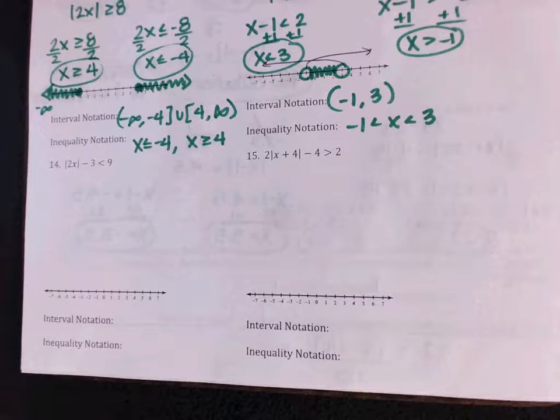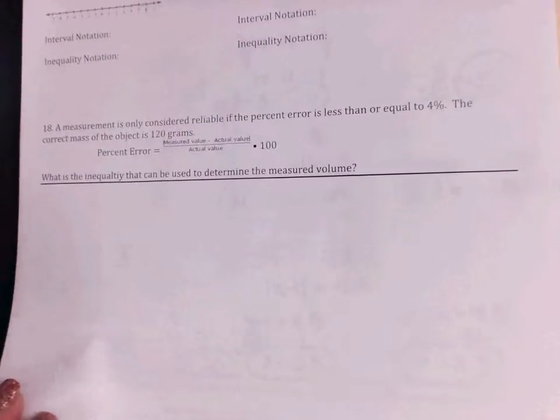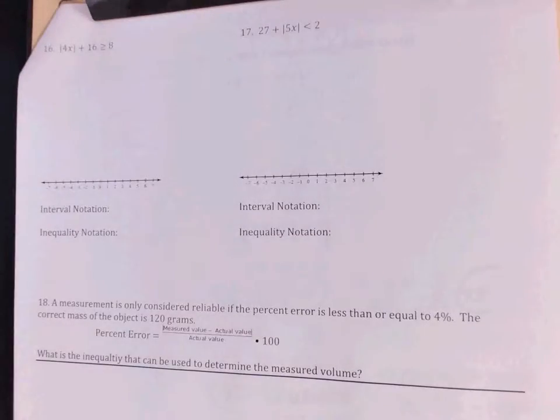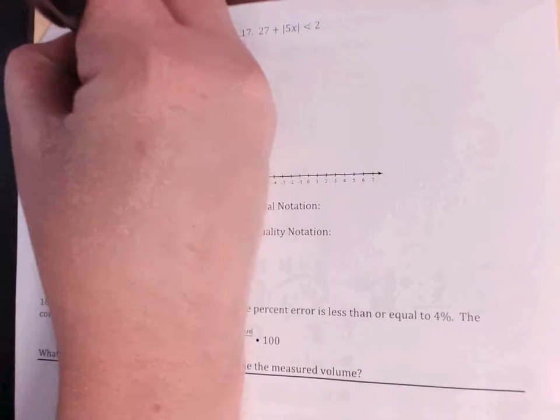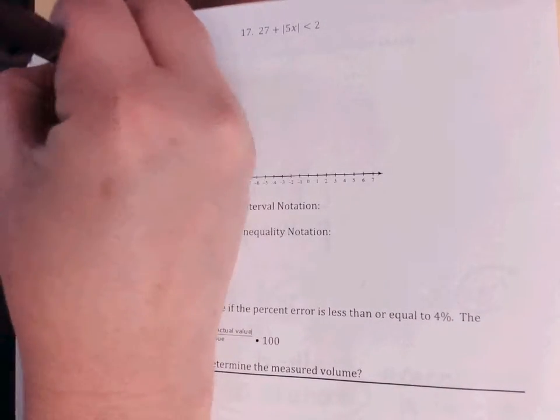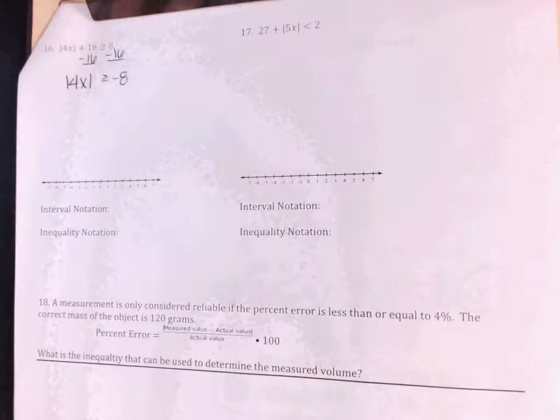Actually, wait, no. Those are not the two I want to do. Turn the page. It's the next 16 and 17 I want to do. Okay, so start off 16 for me. What would I have to do first? Okay, subtract 16. What is 8 minus 16? So I have 4x negative 8.